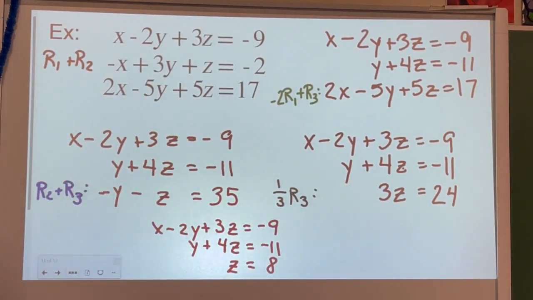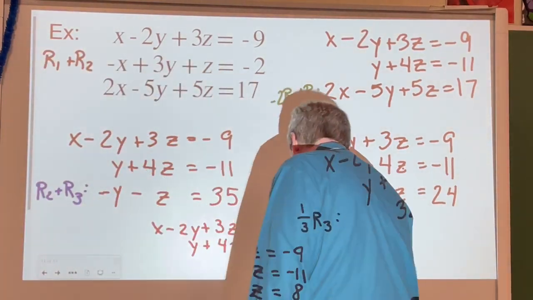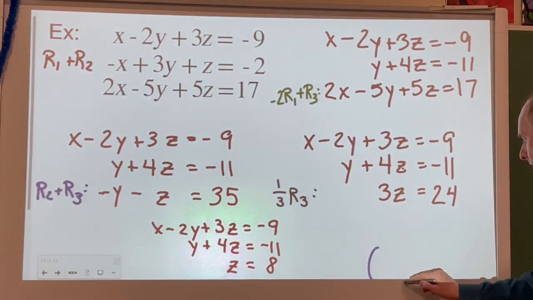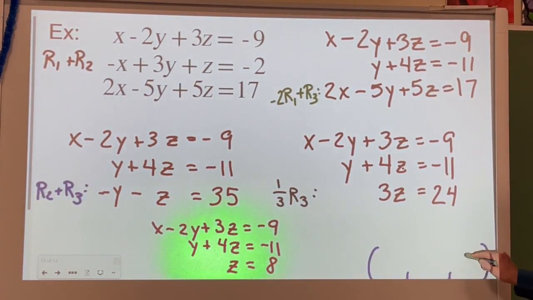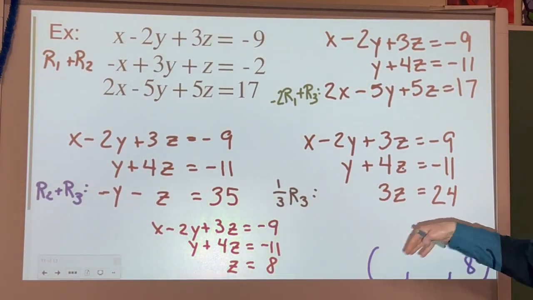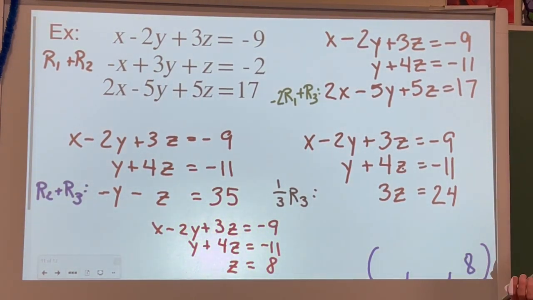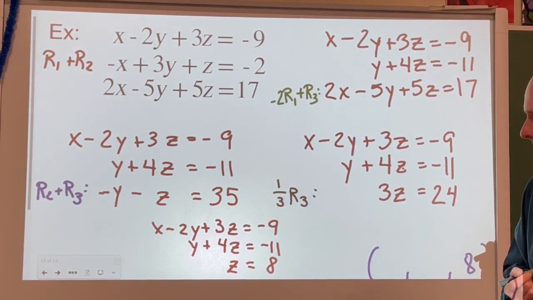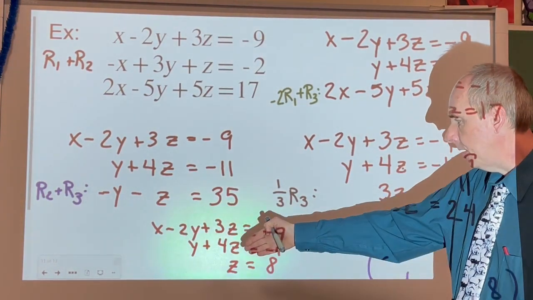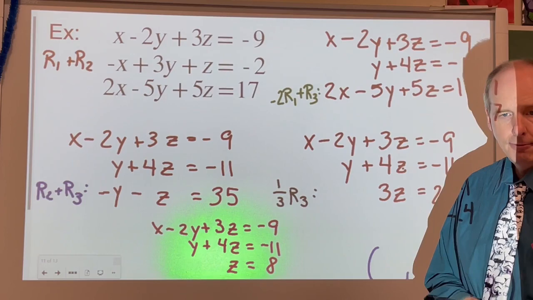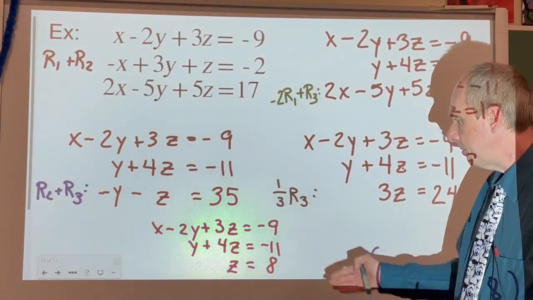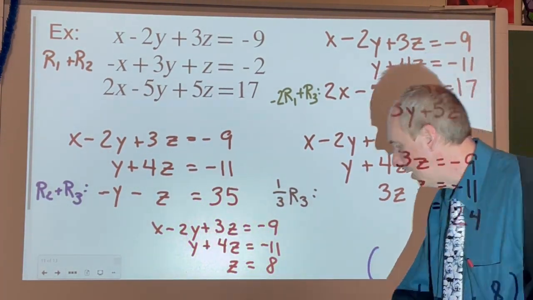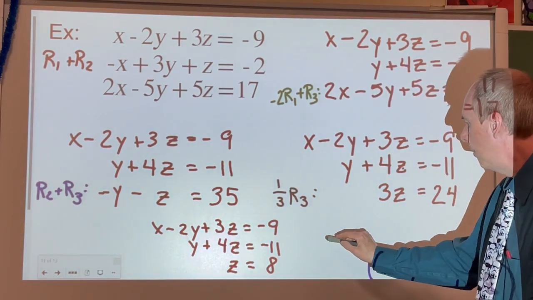Guess what you just found? Z is 8. So as we're looking for our solution, we just found z is 8. We still have to find x and y. How can we find x and y? It's called back substitution. You take your 8, now we plug it into this equation, the one right before it. Once we do that, we'll have an answer for y. So let's plug it in.